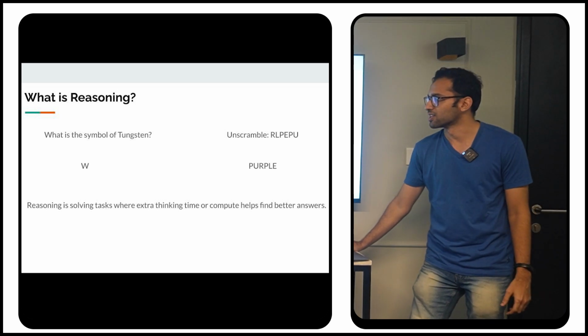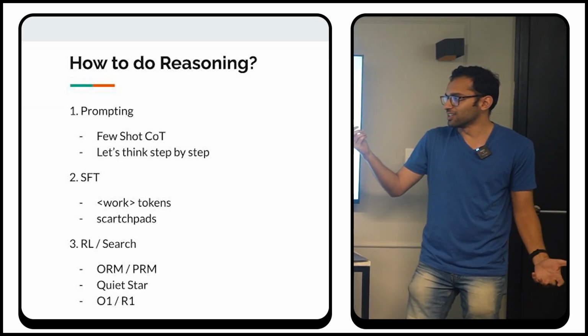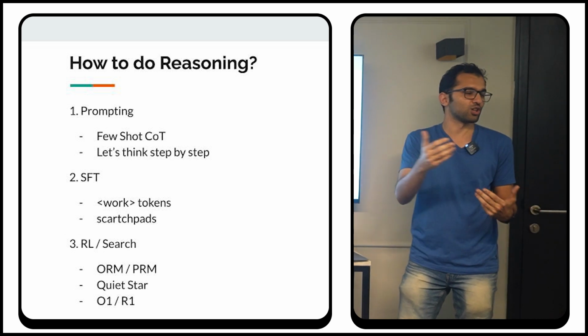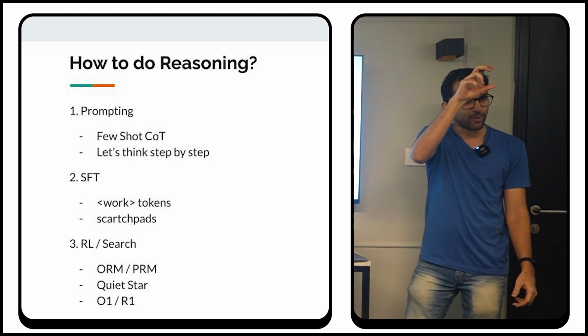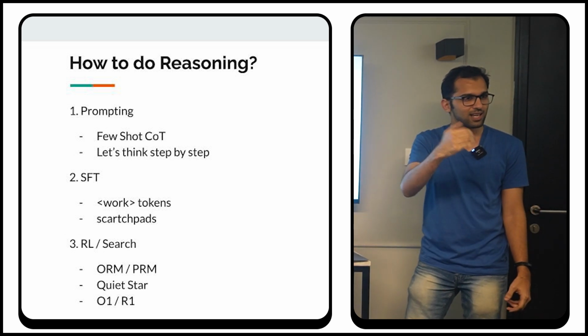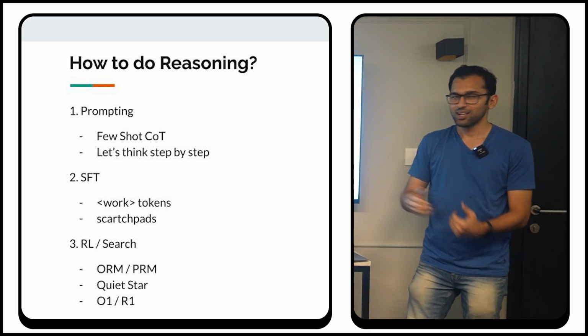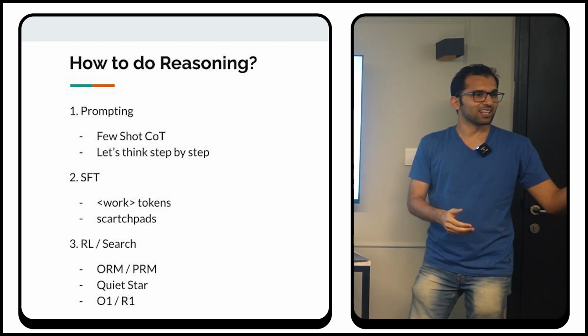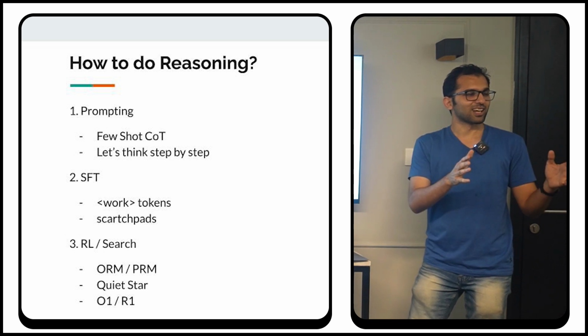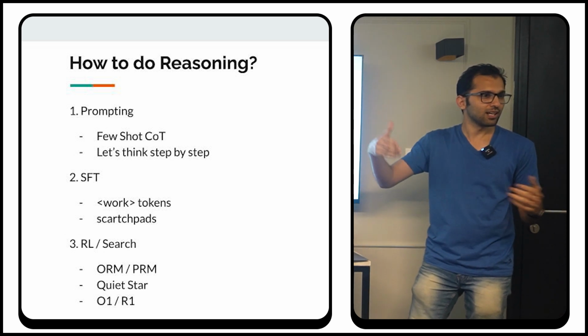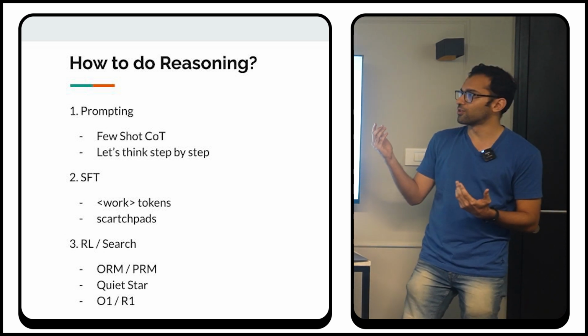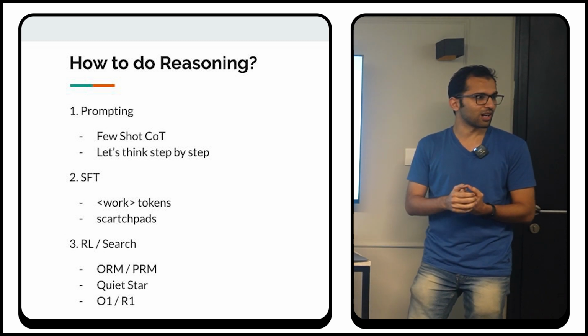The first approach is prompting. Initially it was few-shot chain of thought, where you provide a bunch of examples of reasoning traces and then ask the language model to reason based on them. Then people figured out that just letting it say, "Let's think step by step," or "Let's take a moment and think deeply," instruct language models were able to do some sort of reasoning well.